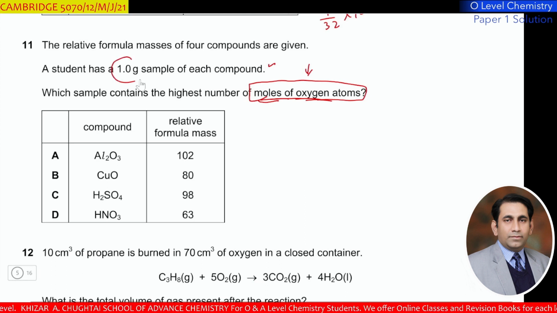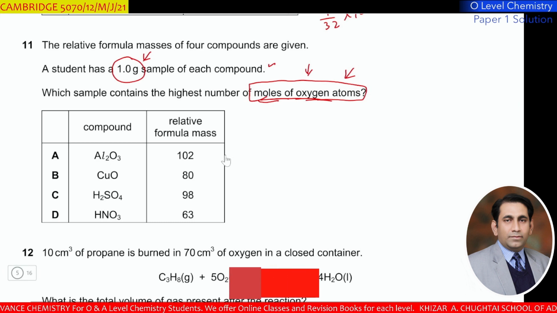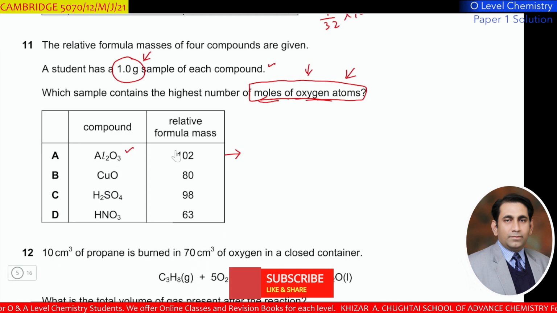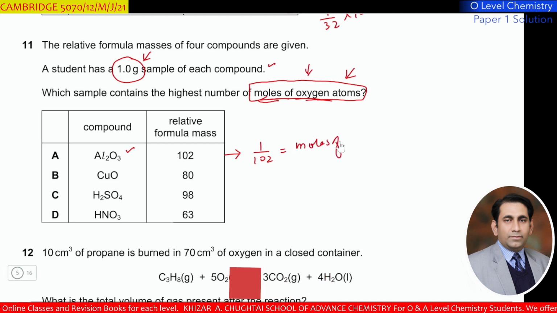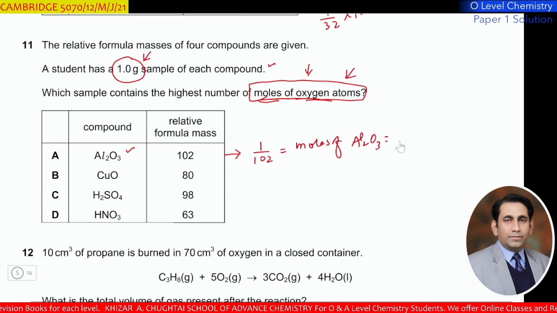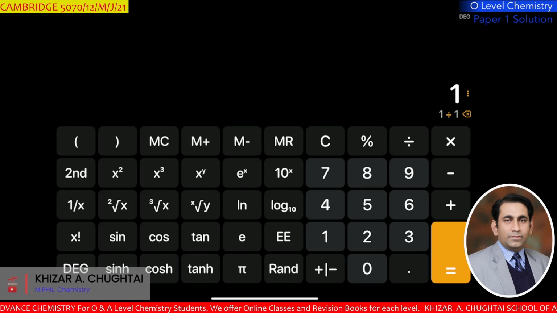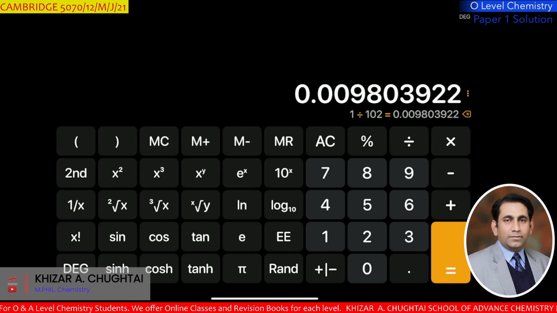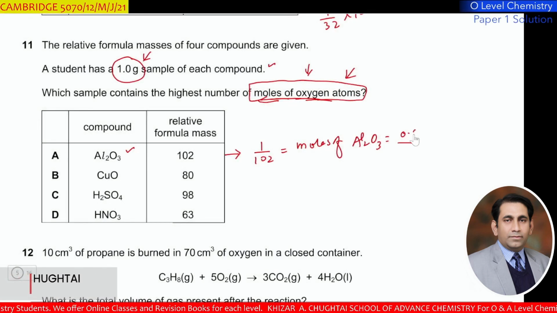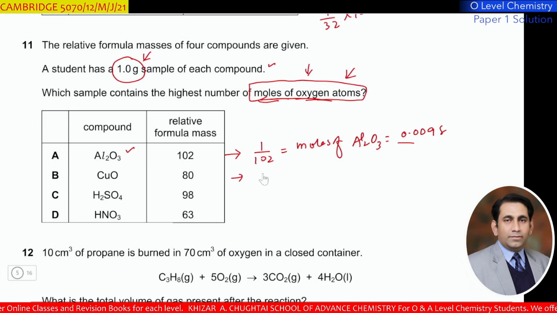Now let's see how to find the total moles of oxygen atoms in a compound. The mass of each sample is equal to 1 gram, and we are supposed to find the number of moles of oxygen atoms. First of all, I'm going to find the simple moles. The moles of Al2O3 is 1 divided by 102, and the answer is 0.0098.